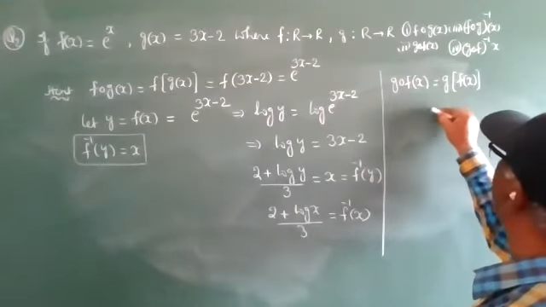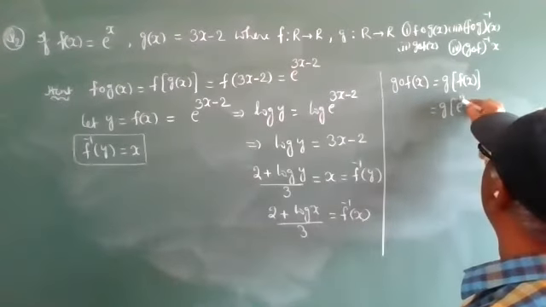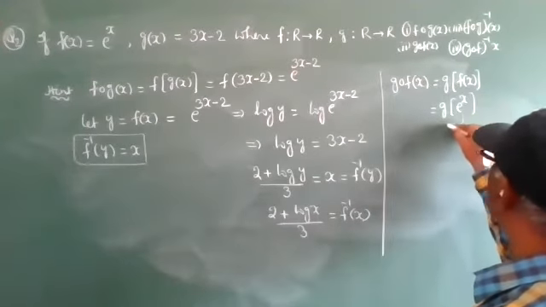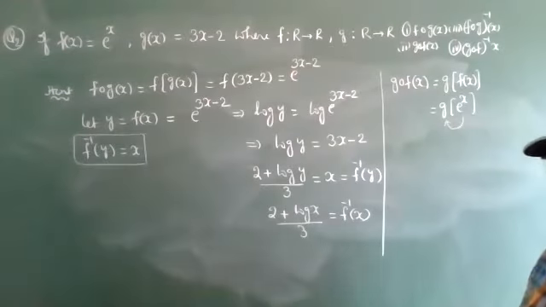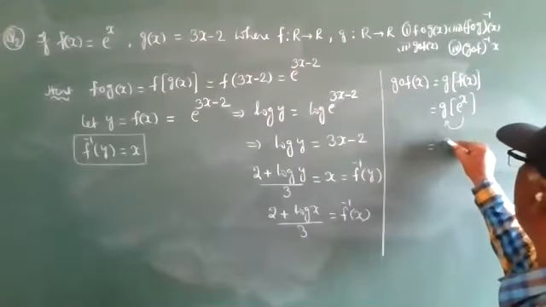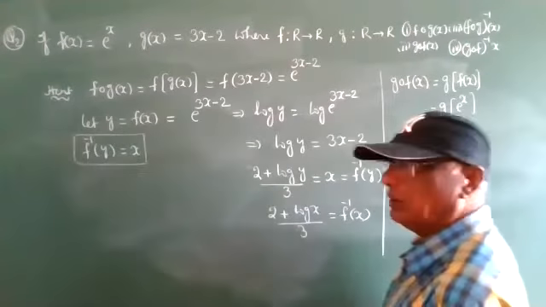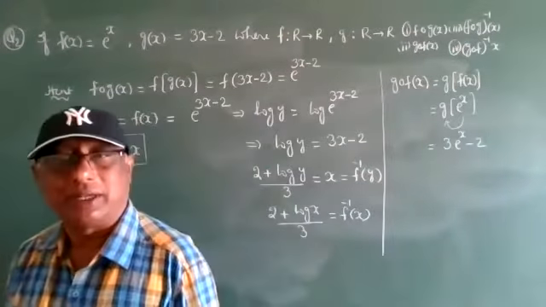What is the f of x value? Write down. What is the f of x value? It is e power of x. This we substitute in place of x. So 3 into the x place is 3 power of x minus 2. That is the G circle F at x.